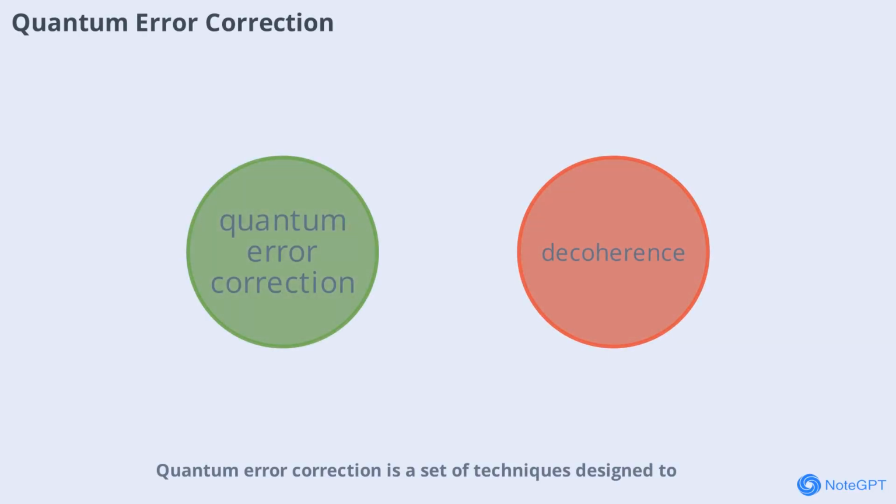Quantum error correction is a set of techniques designed to protect quantum information from errors caused by decoherence and other disturbances. Unlike classical error correction, which can simply copy data, quantum error correction must work within the rules of quantum mechanics. This makes it a challenging but essential part of building reliable quantum computers. Researchers are making progress, but there's still a long way to go before error correction is fully practical.